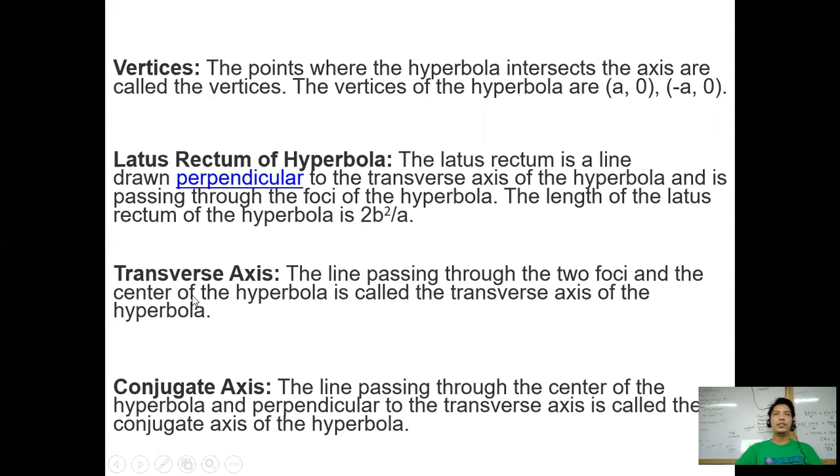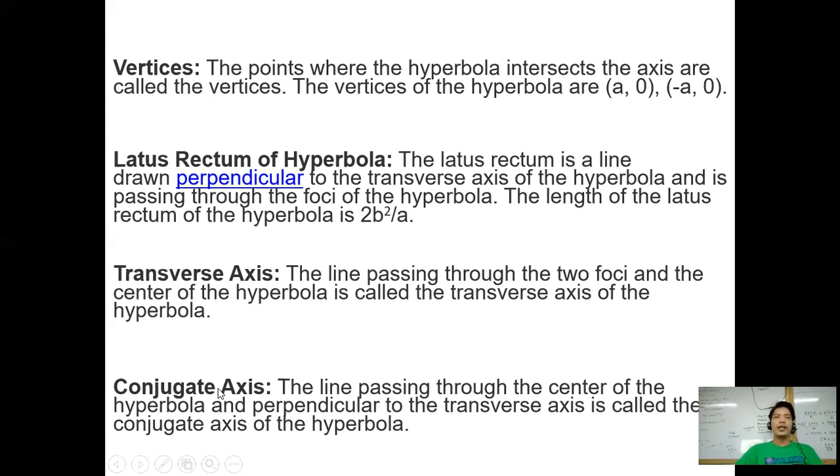So sino ba yung tinatawag natin transverse axis? The line passing through the two foci and the center of the hyperbola is called the transverse axis of the hyperbola. So kung saan yung major axis natin, nandun yung transverse axis natin, kumbaga sa ellipses. Pero it so happens na medyo may pagkakaiba dito pagdating kay hyperbola. So sa pag-graph natin ay makikita nyo kung anong ibig sabihin nun, kasi nga pwede nang mas malaki si a o pwede mas maliit si a dun sa ating equations.